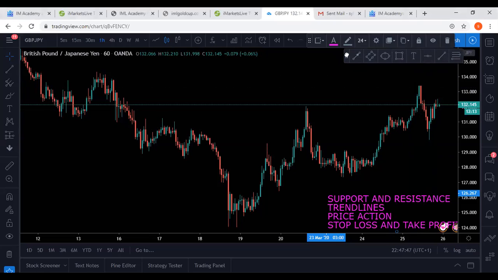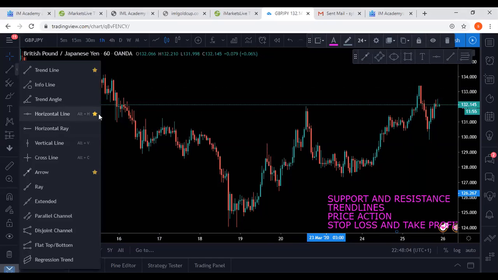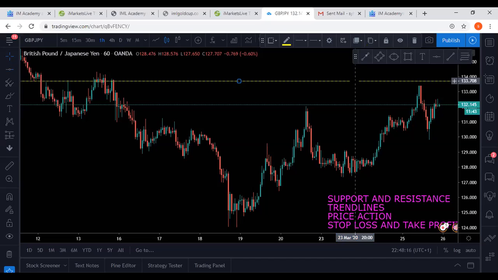Now, to identify support and resistance in the market, it's very, very simple. All you need right now is your horizontal line. For you to draw support and resistance, you need your horizontal line. Remember, I got my horizontal line from here, and I made it my favorite. So I have my horizontal line right here. If I drag my horizontal line and drop it anywhere in the chart box, right now it makes no sense. It's not a support, it's not a resistance. It's just in the chart box. It's just the line.